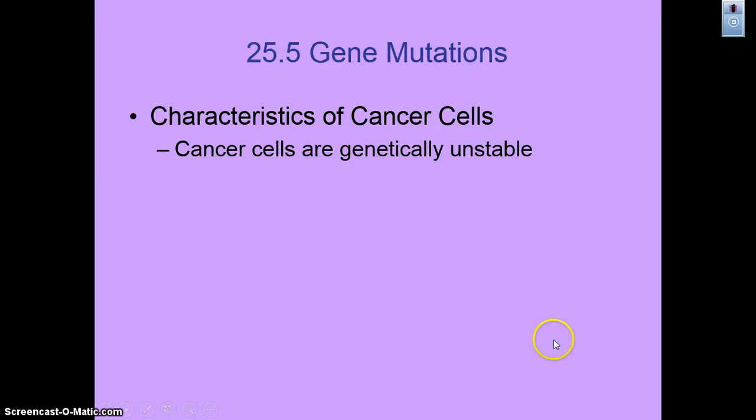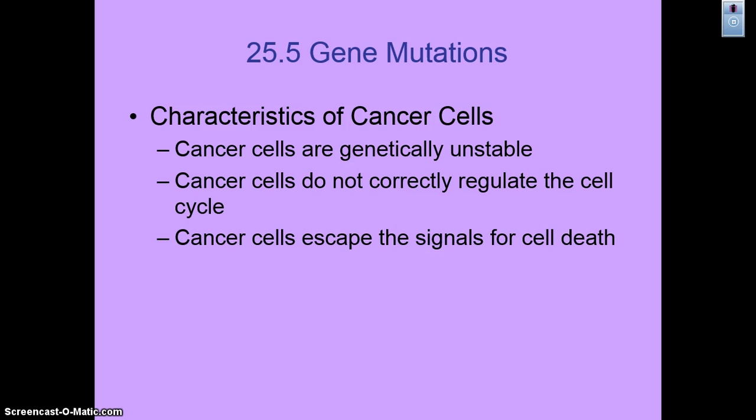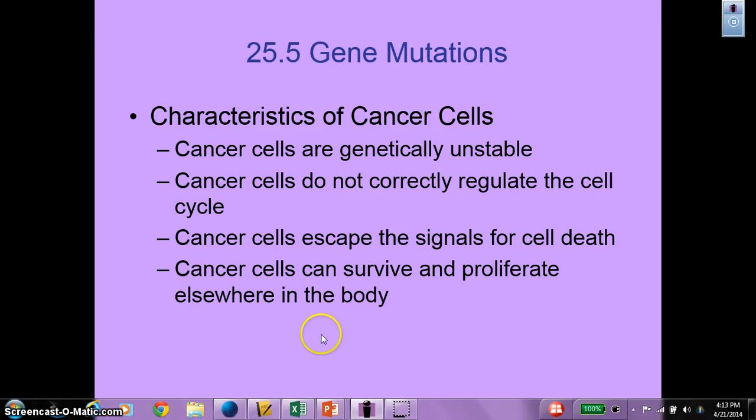Characteristics of cancer cells. Cancer cells are generally genetically unstable. They don't correctly regulate the cell cycle, which causes them to reproduce out of control. Cancer cells escape the signals for cell death, so even though the cell may say it's time for apoptosis or cell death to occur, it doesn't catch that signal and continues to reproduce. The cancer cells can survive then and proliferate or grow elsewhere in the body, traveling via the blood system or the lymphatic system, and then show up in a different organ and cause cancer in other organs as well.